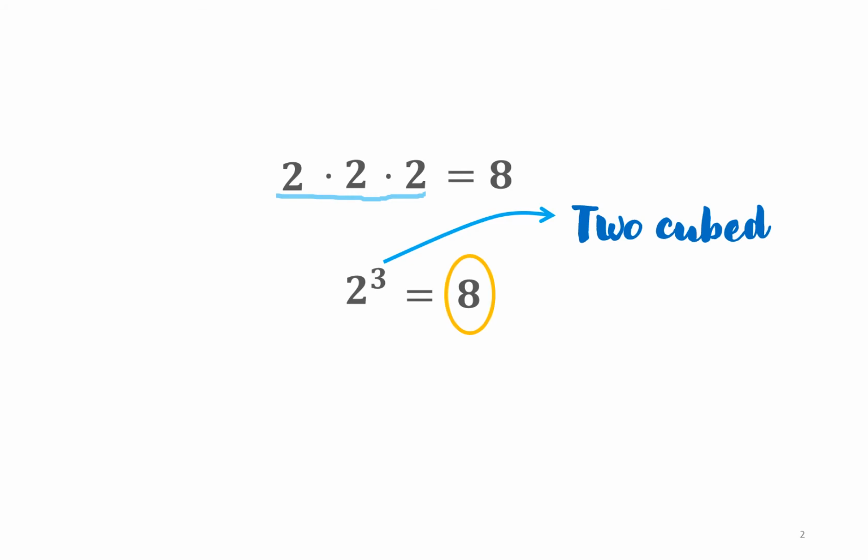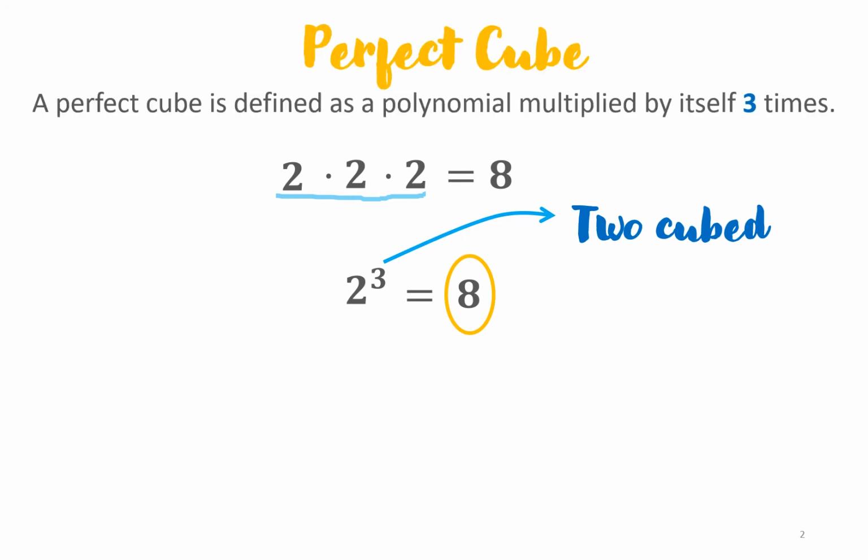So 8 is called perfect cube. Bakit perfect cube? Kasi when we say perfect cube, it is defined as a polynomial multiplied by itself 3 times. So kung yung number minultiply mo 3 times, yung product nun, which is 8, yun ang tawag doon ay perfect cube. Ngayon, gawin naman natin sa variable.